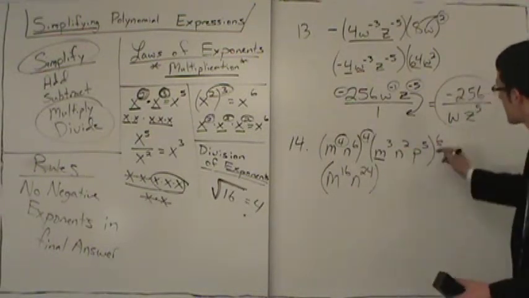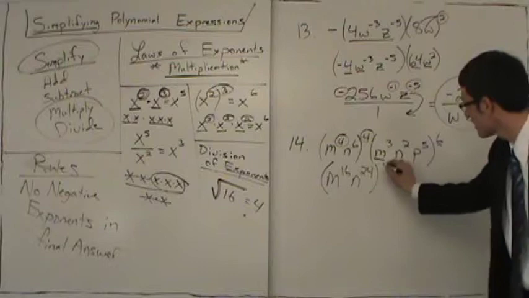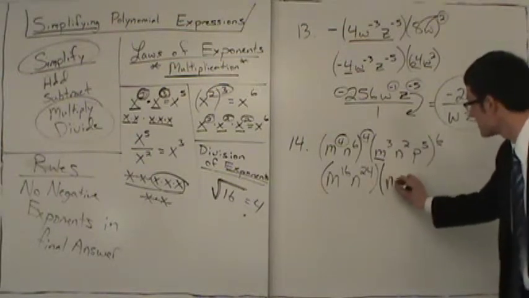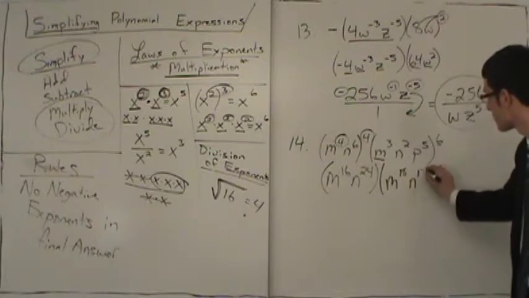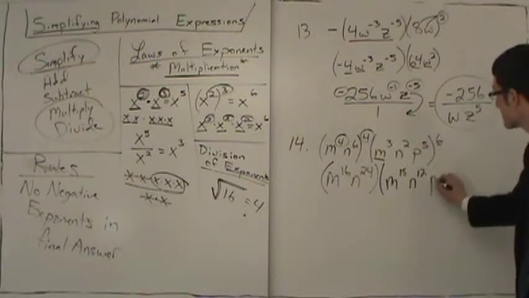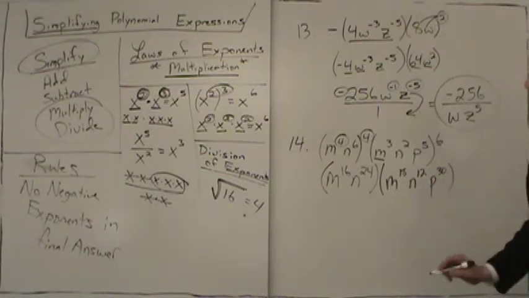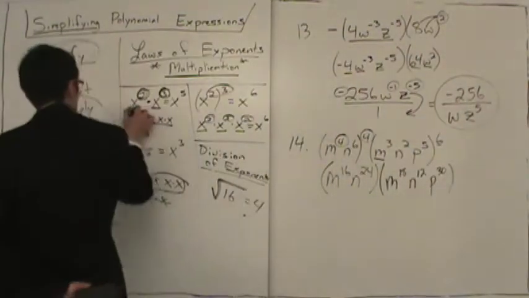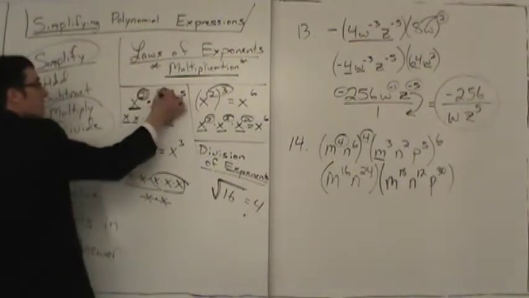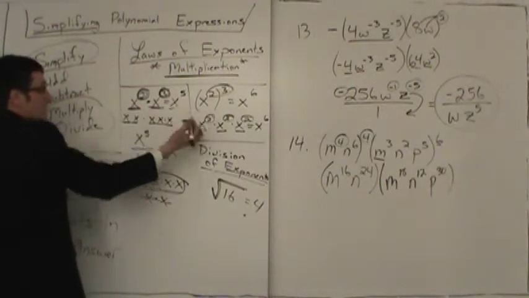So instead, again, when we have power of power, we multiply. 3 times 6 gives 18, so we get m to the 18th power. Again, multiply. 2 times 6 gives n to the 12th. And 5 times 6 gives p to the 30th. Now, are we done multiplying exponents? Yes. Now we're using this property over here. When the bases match, what do we do with the exponents? We add. 2 x's times 3 more x's gives 5.